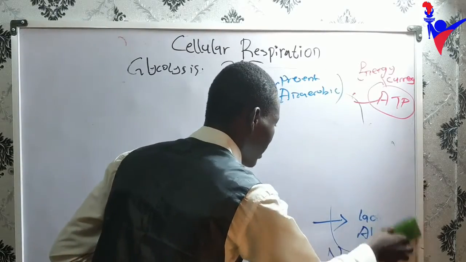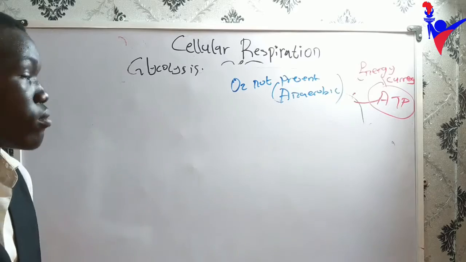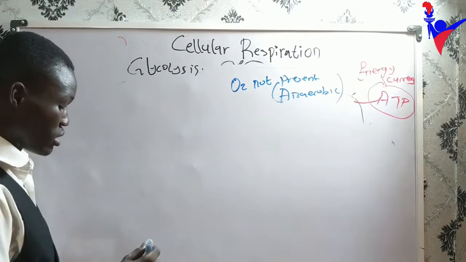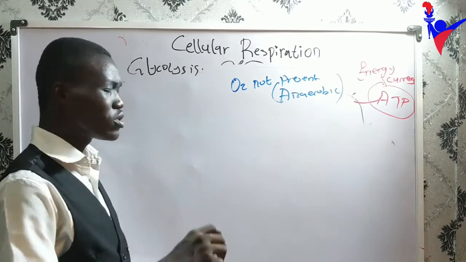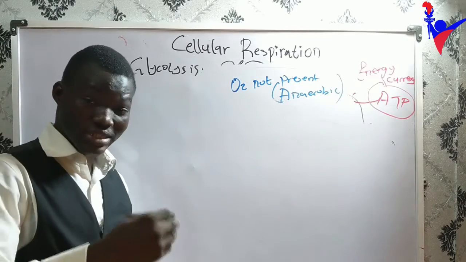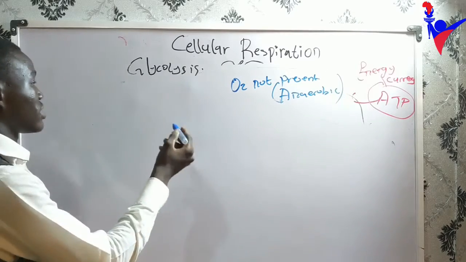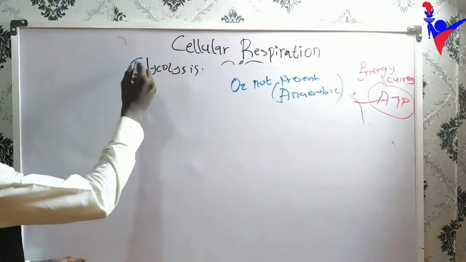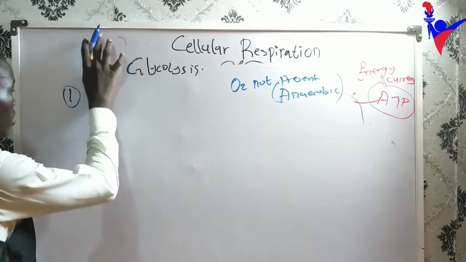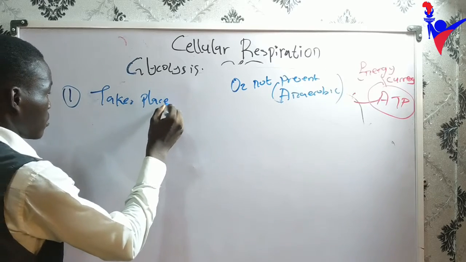In glycolysis, like I said before, we are breaking down a 6-carbon molecule into two 3-carbon molecules. So the first thing that happens is that we activate glucose for it to go down into our body. Let me mention some facts about glycolysis. First of all, glycolysis takes place in the cytosol.